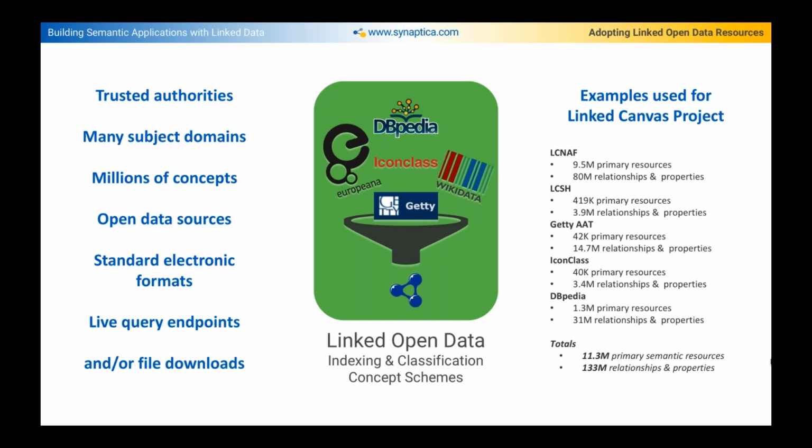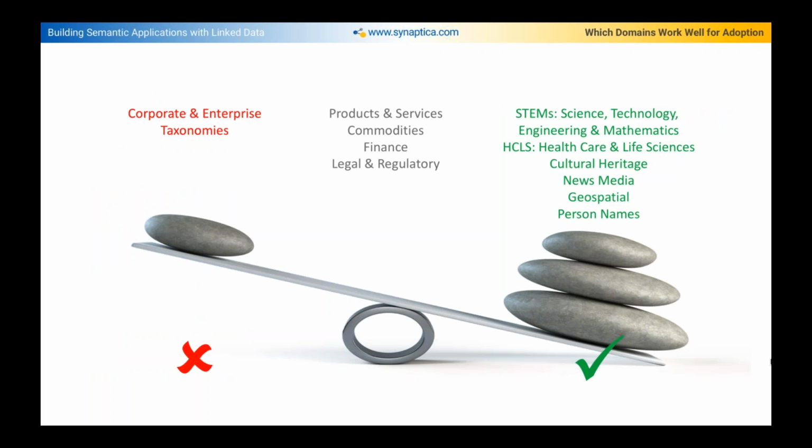What we did in the system I'm showing you today is we ingested 11 million primary concepts or resources and over 130 million relationships and properties. So a lot of data, all of that data came in as linked open data, and it gave us an enormous and rich set of resources to work with as we were building tools to help annotate and index artwork. So lots and lots of stuff out there.